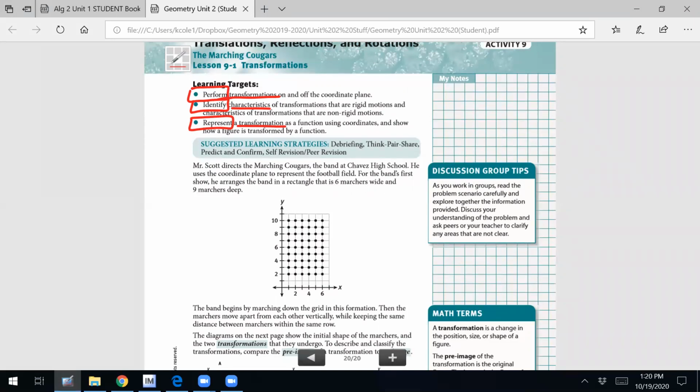So that last bullet, number 3, is definitely going to be new information for everyone. But none of this is really hard. I do like the way that Springboard works this lesson out. So we're going to go through it just like they have intended.